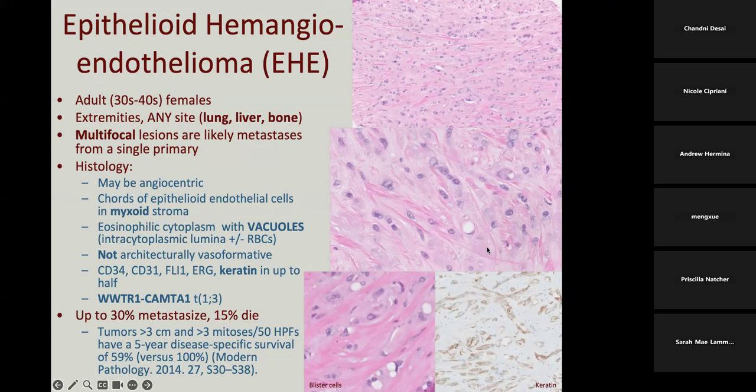Like other epithelioid mesenchymal neoplasms, these can stain with keratin. They also will stain with your other endothelial markers. WWTR1-CAMTA1 is the most common gene rearrangement. Multifocality in a single human being is likely metastases from a single primary.